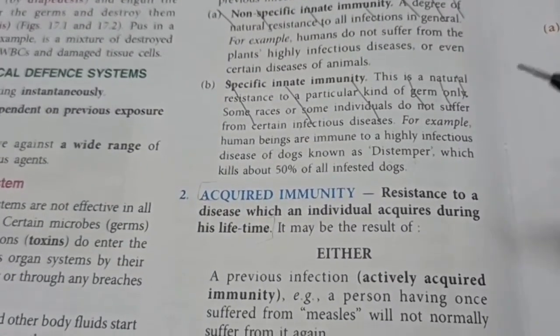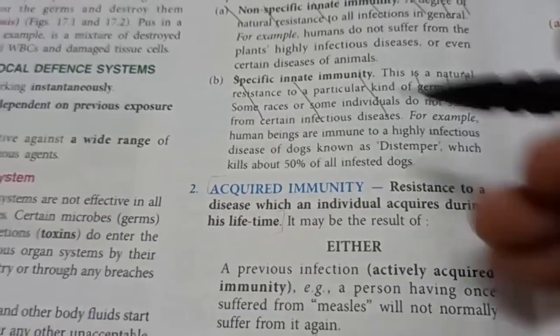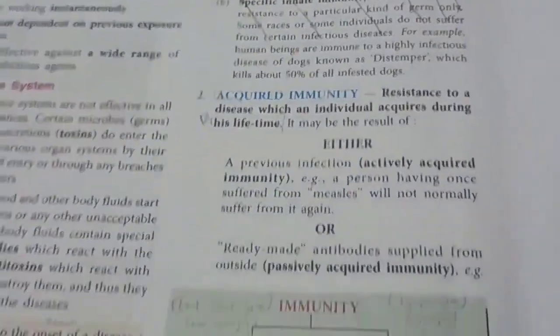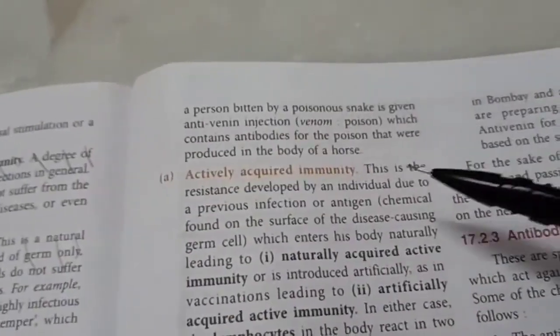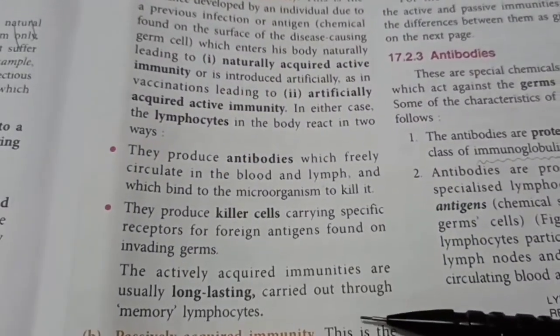Similarly, we have a definition of acquired immunity here, and then we have definitions of all the types which I've already explained. So you need to read all of this and remember the examples.